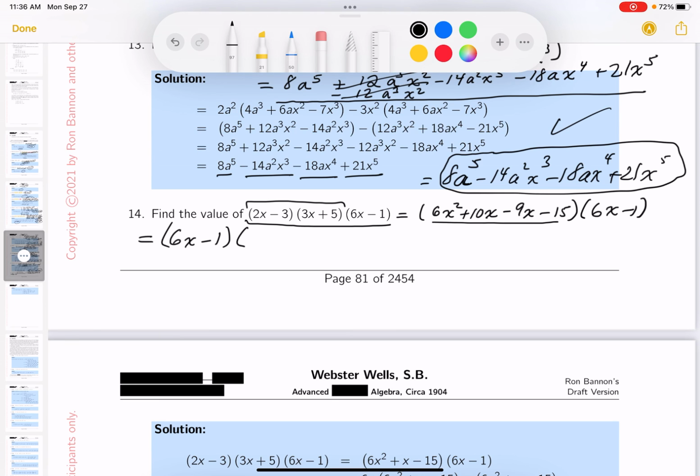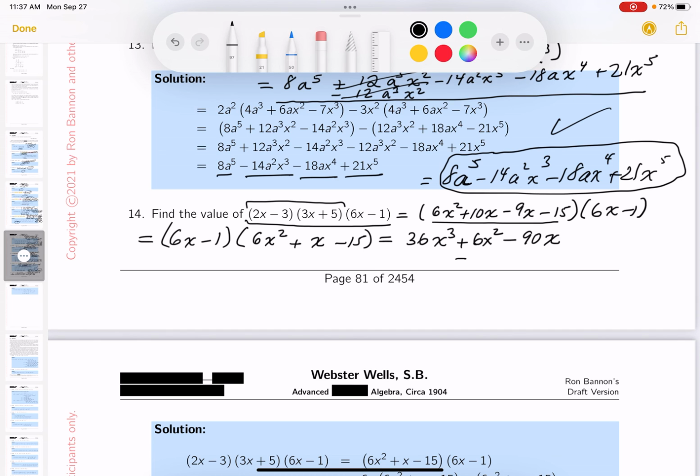What would that give me? 6x^2. 10x minus 9x is 1x. Minus 15. Now I'm going to multiply that out. What do you get? 36x^3 plus 6x^2 minus 90x. I'm going to multiply the minus 1 across the terms.